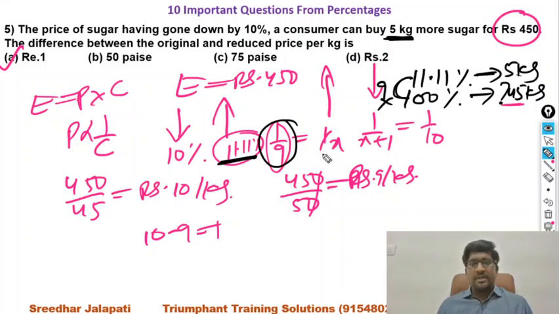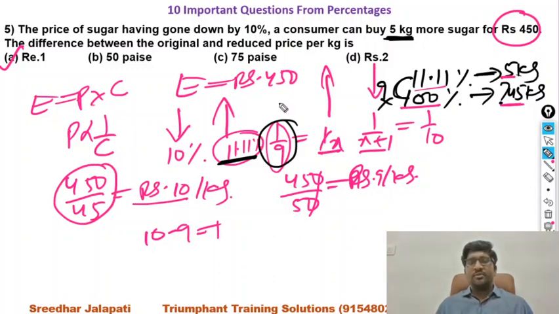We used that 1 by x and 1 by x plus 1 technique. As price decreased by 10%, that is 1 by 10, consumption increases by 1 by x, that is 11.11%. And that 11.11% is given as 5 kg, then 100% is 45 kg. That means initially he bought 45 kg. For 450 rupees, 45 kg, each kg 10 rupees. Now after the reduction in price, he bought 5 kg extra, that is 50. So 450 by 50, 9 rupees. So difference is 1.